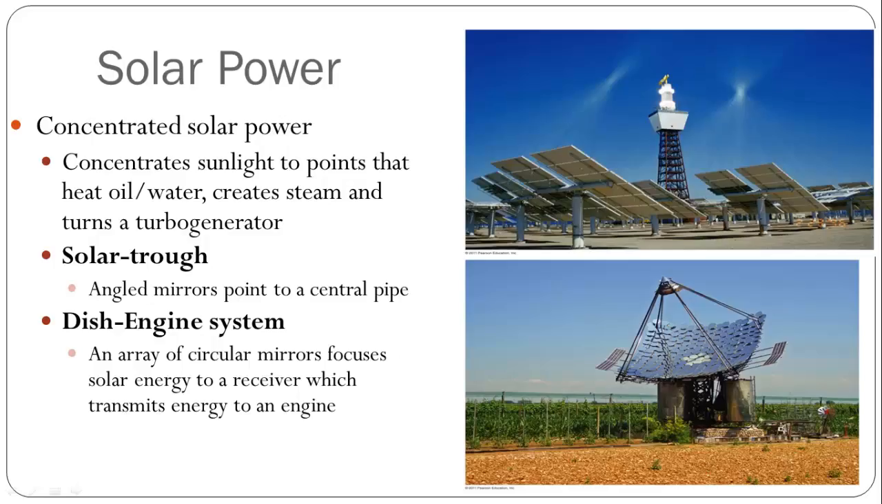There are a bunch of different types of solar power plants. You can concentrate the solar power using a solar trough, where it all kind of hits one point. Or you can have a dish engine system where you have an array of circular mirrors focusing on a receiver to transmit that energy to an engine. You also have, sometimes these fields, sometimes they rotate with the sun.